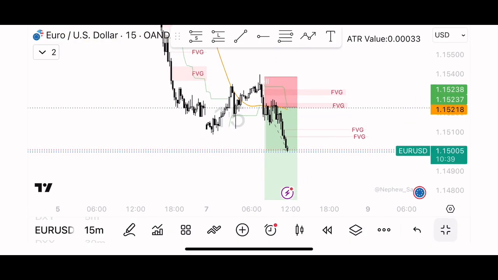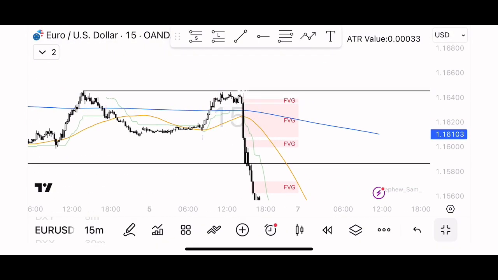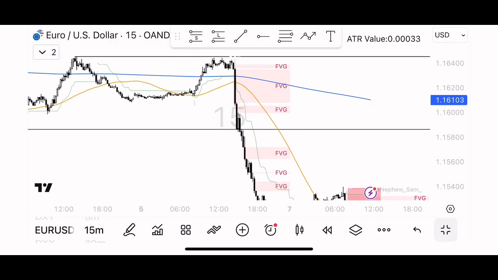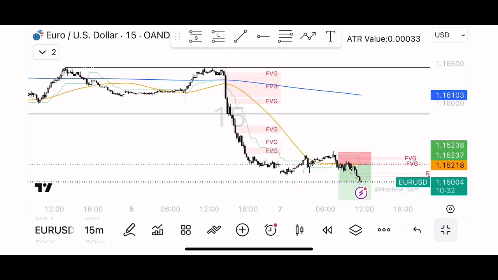targeting a 1:3. This would have been the trade for today, but I was expecting buys, so I didn't see any buys, so I didn't take any trade. That's why I had to make this video for y'all.